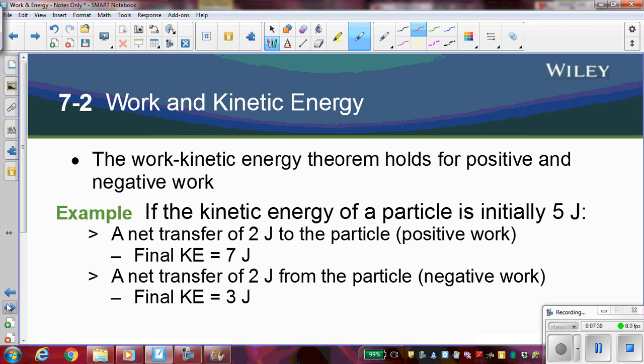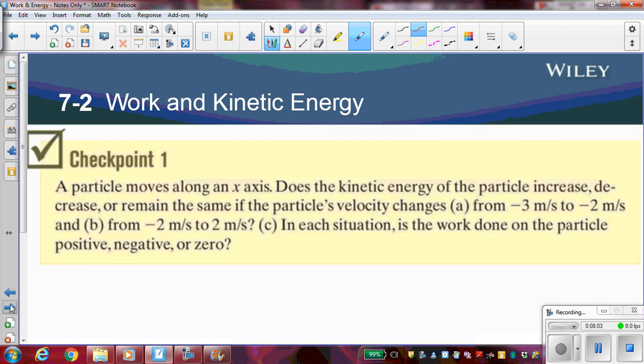So for instance, let's say the kinetic energy of a particle is initially 5 joules. Okay, so perhaps it has a mass of 2 and it's moving at square root of 5 meters per second. Okay, so anyway, its initial energy, it has 5 joules to keep it moving. Okay, so if you add 2 joules of energy, it'll move faster, and its final kinetic energy would now be 7 joules. If you take away 2 joules, it's going to slow down and now be 3 joules. Okay, so it's the change in kinetic energy. It's simple enough.